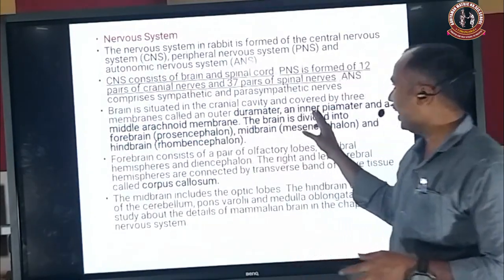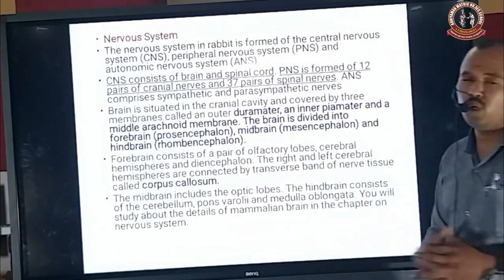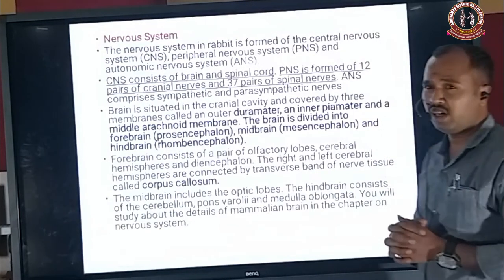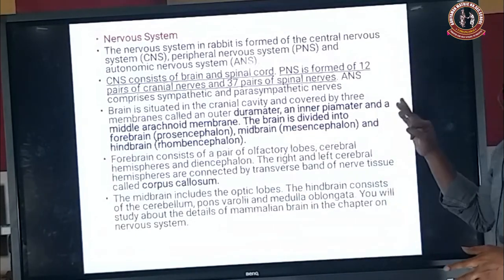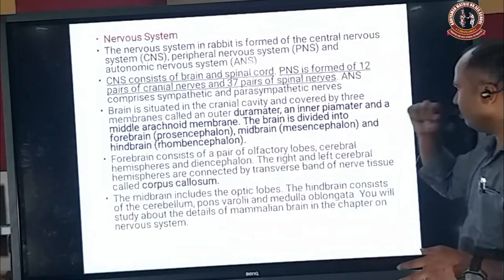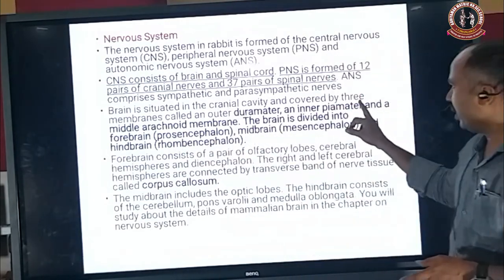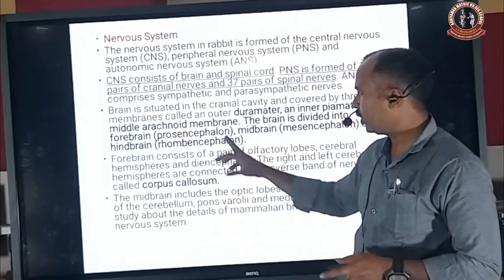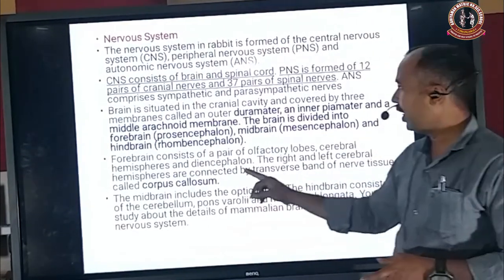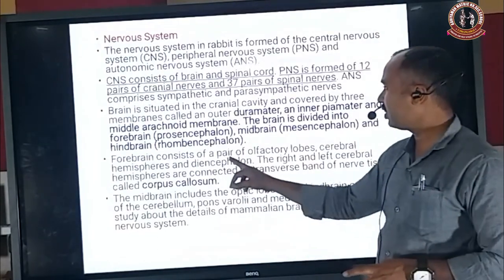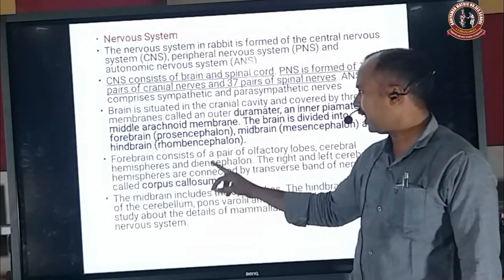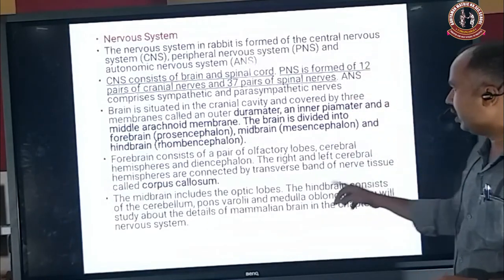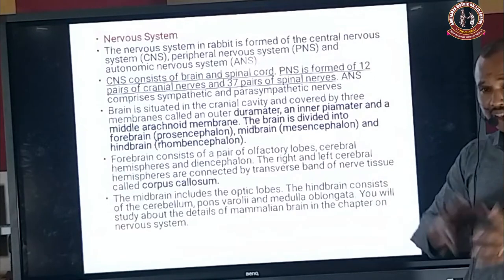The brain is situated in the cranial cavity and covered by membranes. The heart is covered by the membrane called the pericardium. Likewise, the brain is covered by a three layered membrane: the dura mater, the pia mater and the arachnoid membrane. The brain is divided into the forebrain, prosencephalon, the midbrain, mesencephalon, and the hindbrain, rhombencephalon. The forebrain consists of a pair of olfactory lobes, cerebral hemispheres and diencephalon. The right and left cerebral hemispheres are connected by a transverse band of nerve tissue called the corpus callosum. It is also similar to the human being.